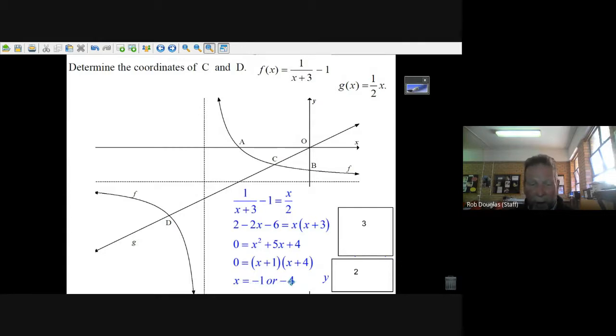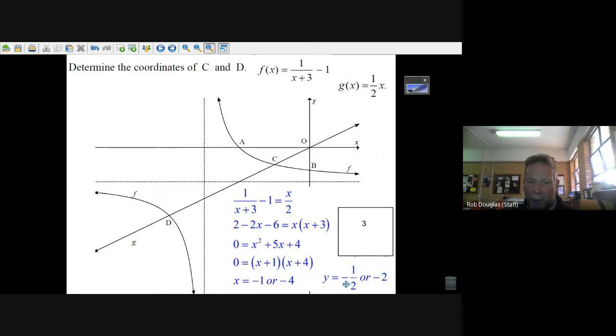I get my two values for x. My two values for x are minus 1 and minus 4. That must be over here, must be minus 4. This must be minus 1. Well, but I only found the x coordinates. I'm going to need to find the y coordinates. So all I do is take minus 1 and put it back into the easiest equation. A half times minus 1 is a minus a half. And a half times minus 4 is minus 2.